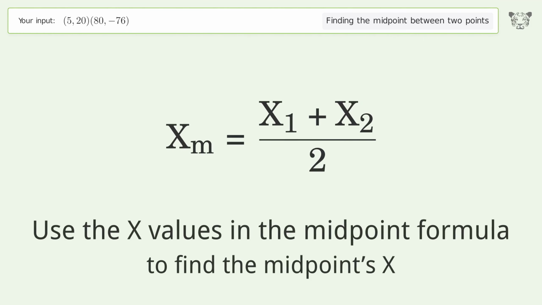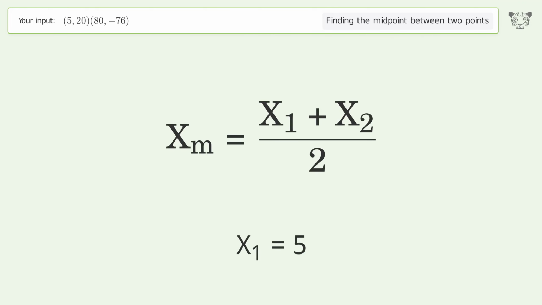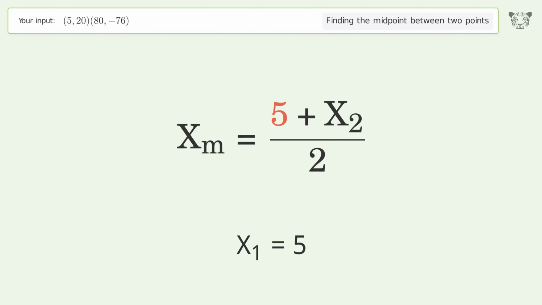Use the x values in the midpoint formula to find the midpoint's x. x1 equals 5. x2 equals 80. Simplify the arithmetic.